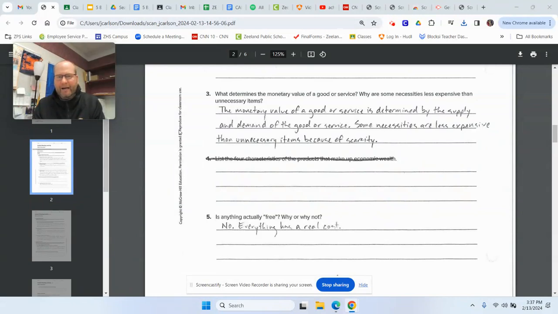3, what determines the monetary value of a good or service? Why are some necessities less expensive than unnecessary items? When we say monetary value, like how much in money is something worth? The monetary value of a good or service is determined by the supply and demand of that good or service. If people really want something, the monetary value is going to go up. Or if there's not much of it, like it's scarce, it's going to go up. Some necessities are less expensive than unnecessary items because of scarcity.